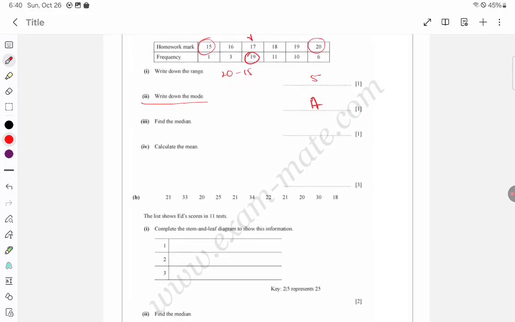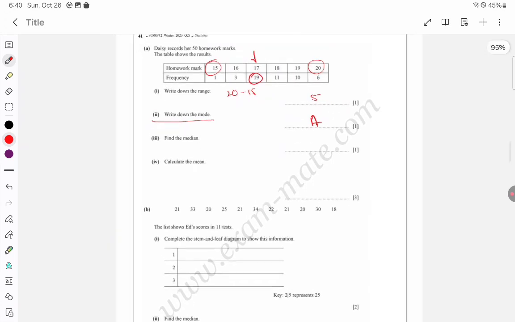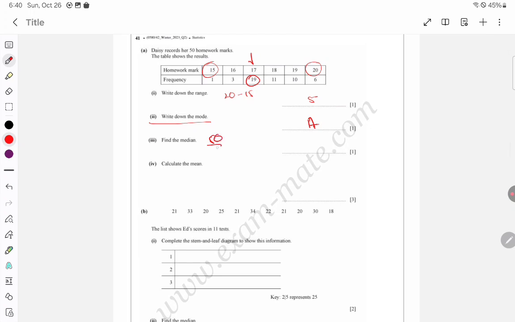Now find the median. In order to get the median, first get the middle value, which is 50, the total value, divided by 2. It will give you the 25th value. So where can we get the 25th? 1, no. 1 plus 3, 4, no. 4 plus 19, 23, no. 23 plus 11, 34, is it greater than 25? Yes, so we can consider it. The median is 18.